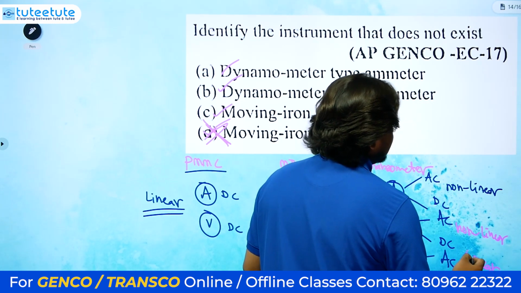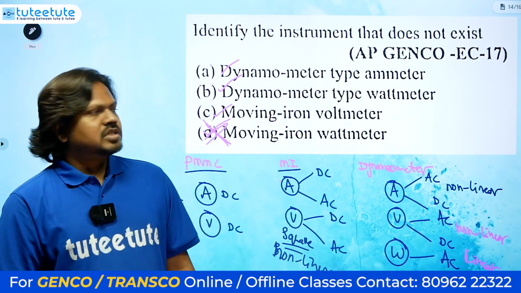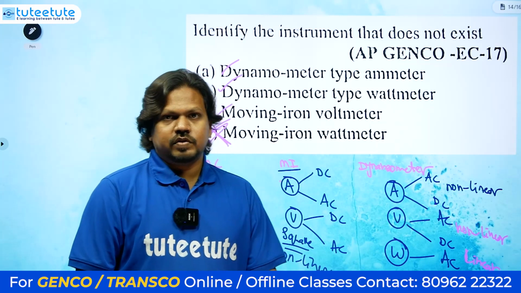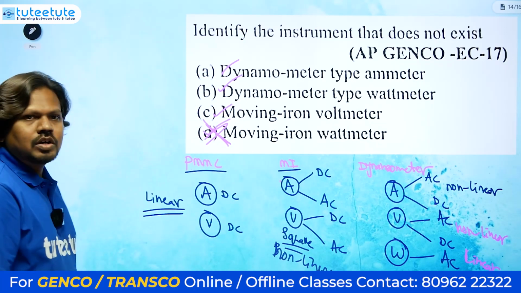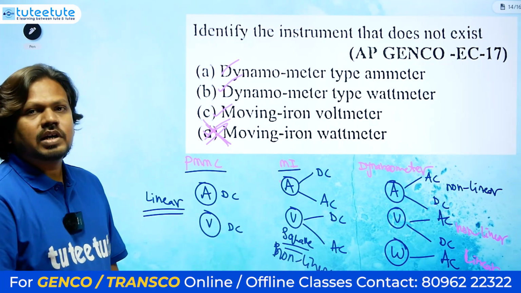If you have understood the classes, you will get these points. For the wattmeter, a linear scale is present even though it is a dynamometer type of instrument. Here we definitely have one question for ECE. Concentrate on these things, you will definitely have one question.